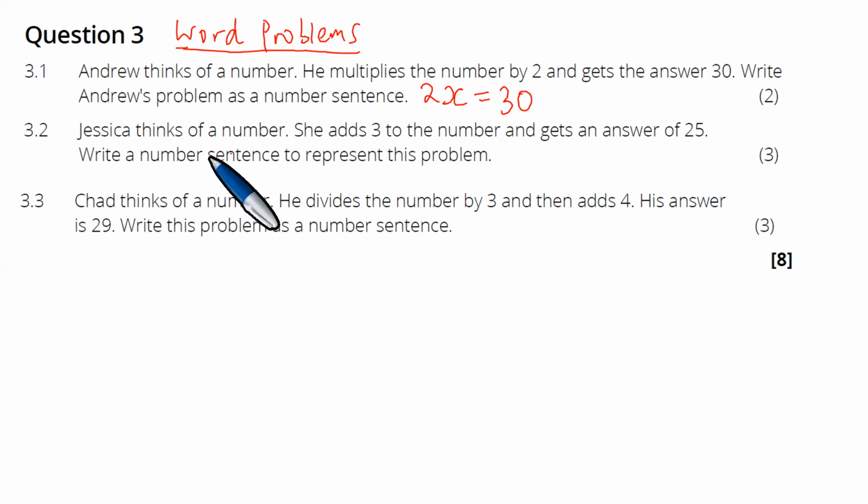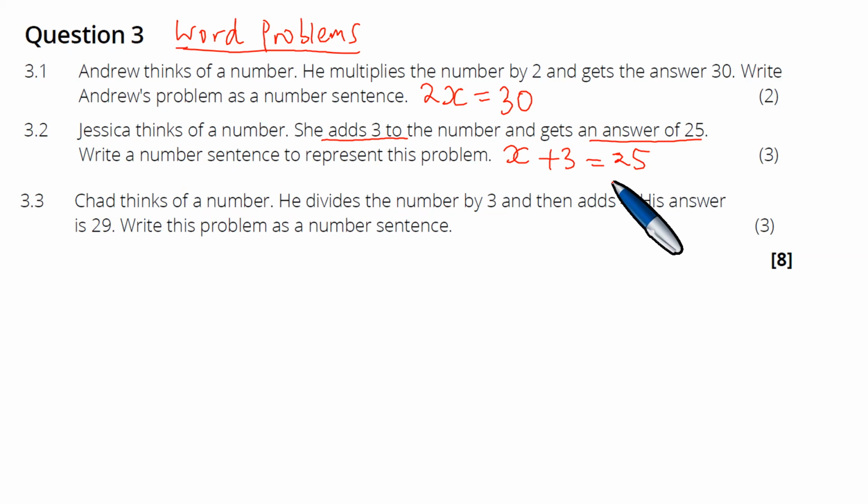Right. Jessica thinks of a number. She adds 3 to the number and gets an answer of 25. Write a number sentence to represent this problem. So Jessica thinks of a number. Let's say the number is x. She adds 3 to the number, so you add 3, and she gets an answer of 25, like this. That is the number sentence, and we are done. Okay.